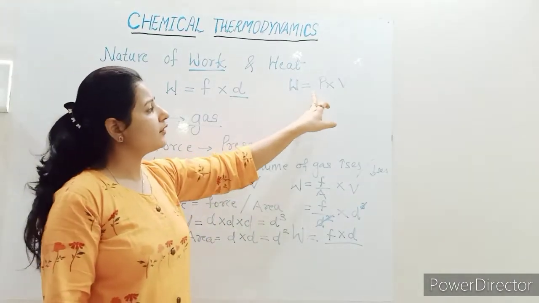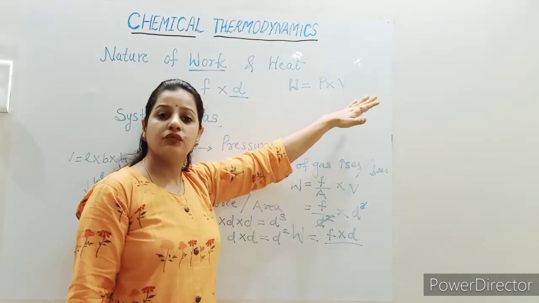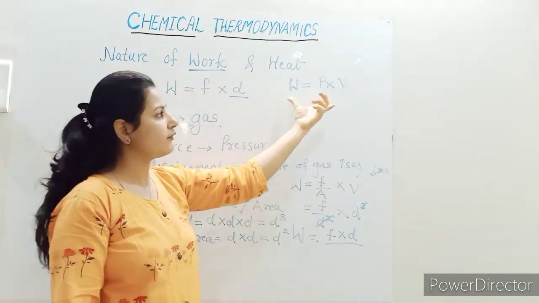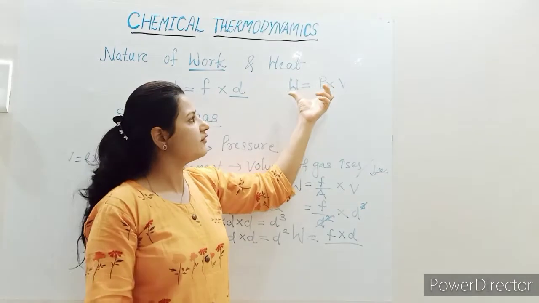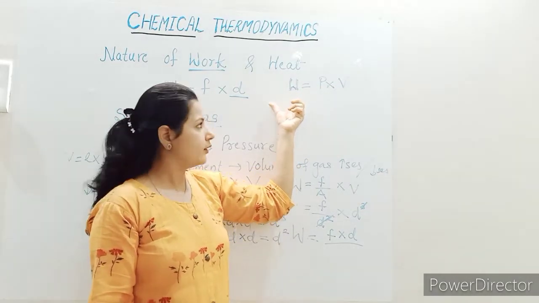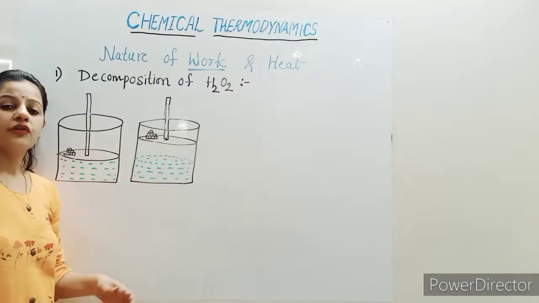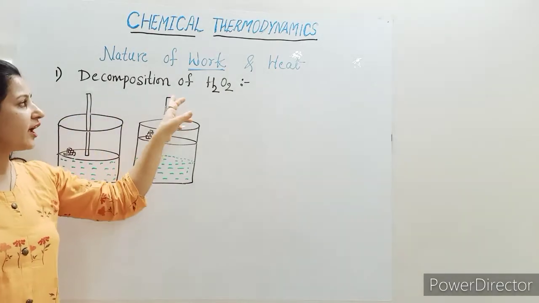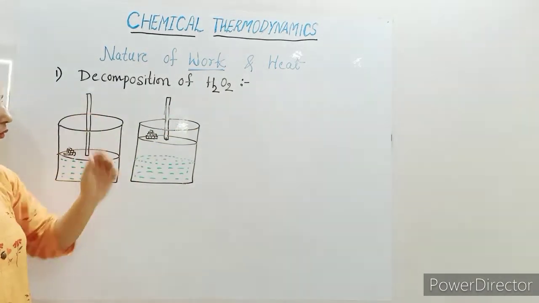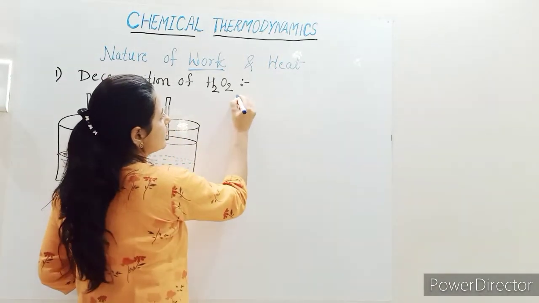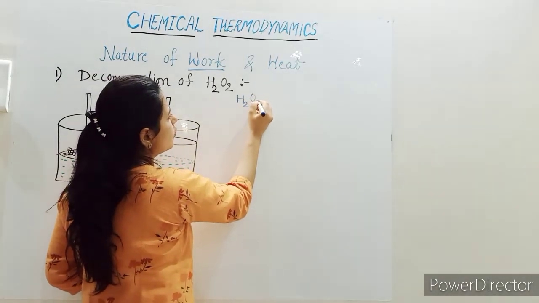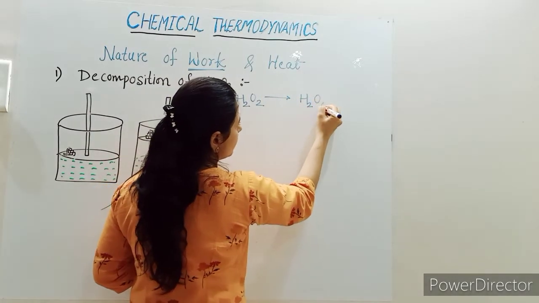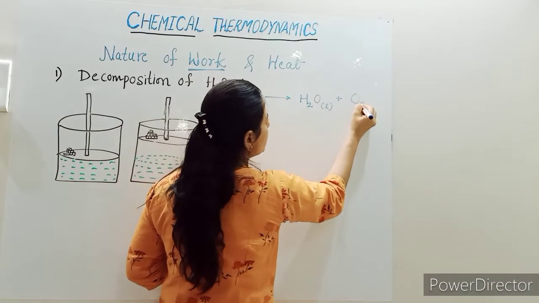Now let us explore this work done as P into V for two chemical reactions, because here we have to study chemical thermodynamics. So we have to apply this to chemical reactions and see what type of work is done then. Let's study the first chemical reaction, that is the decomposition of H2O2, hydrogen peroxide. What will be the reaction? H2O2 will get converted into H2O liquid plus O2 gas.